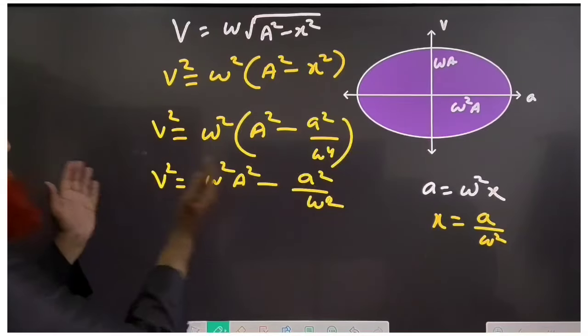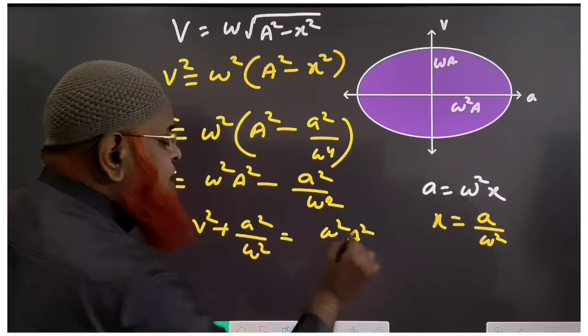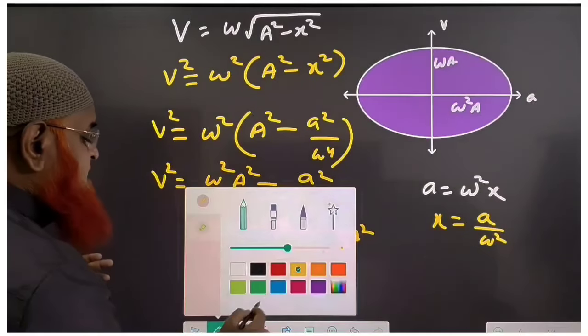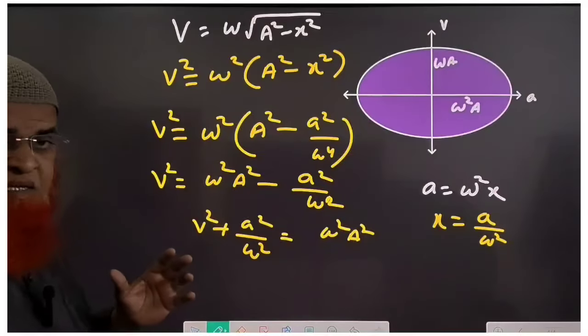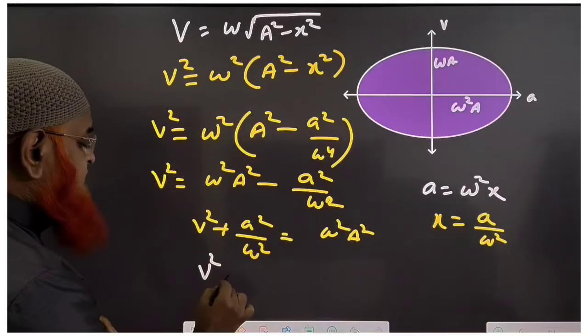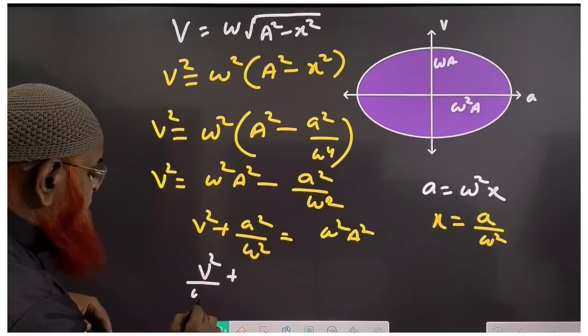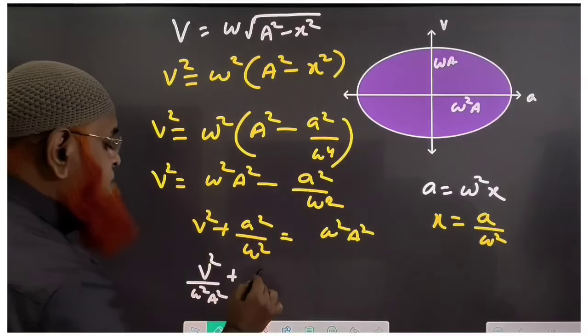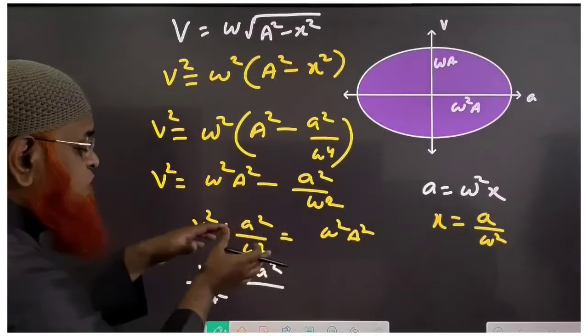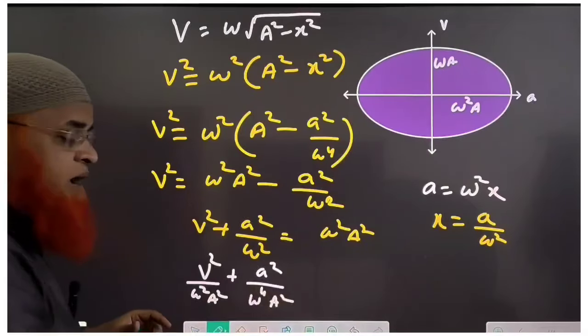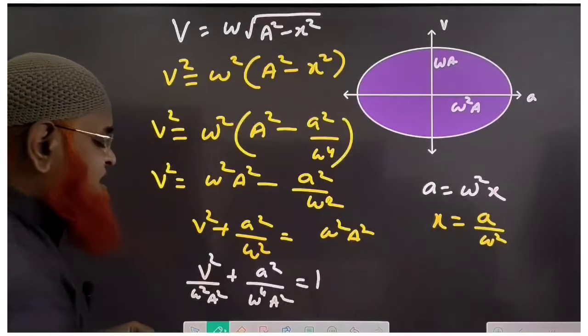Then you just shift this to the left side. v square plus a square by omega square is equal to omega square a square. This comes to the left side. Then finally, v square you write like that only, and this you shift downwards, which is going to be omega square a square plus a square divided by omega power 4 a square, which is equal to 1 here now.